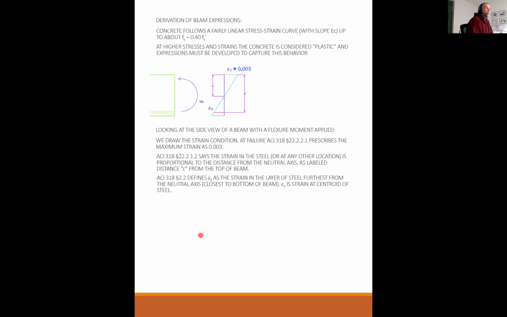ACI 318 section 2.2 defines epsilon sub t as the strain in the layer of steel furthest from the neutral axis, closest to the bottom of the beam. Epsilon s is strain at the centroid of the steel. Okay, so this could be confusing. In this illustration, I only have one row of steel. So therefore, epsilon sub t and epsilon sub s are the same value. They're at the same location. But if I had multiple layers of steel here, then epsilon sub t is to the center of the lowest layer, whereas epsilon sub s is to the centroid of all the steel.